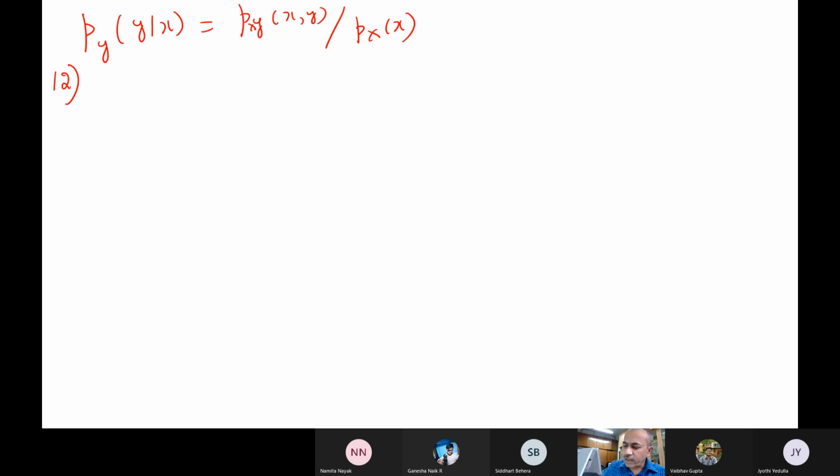Integration. The integration was fine. What did we call that one? You know that. You remember? Expectation. Okay, that is the expectation operator.